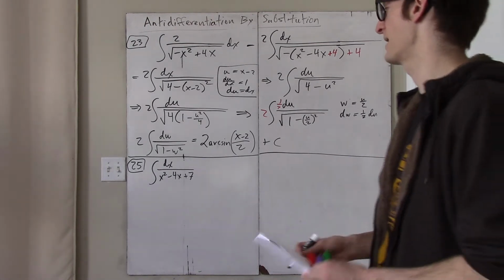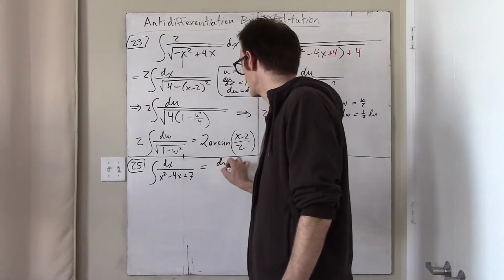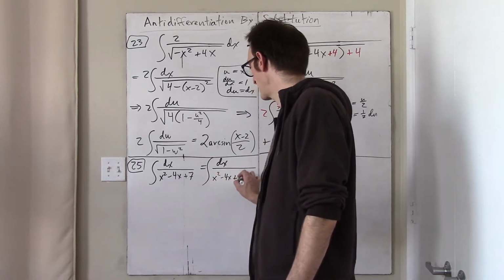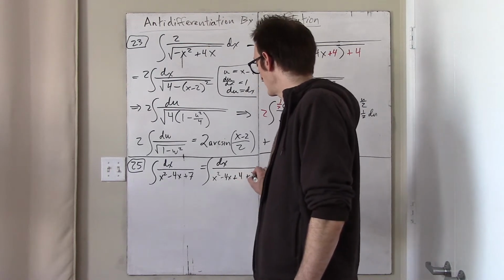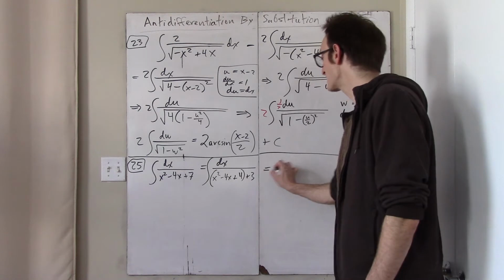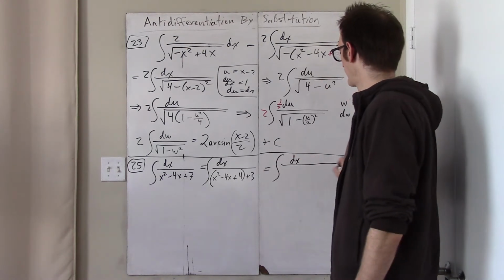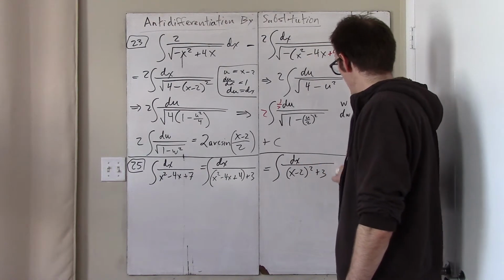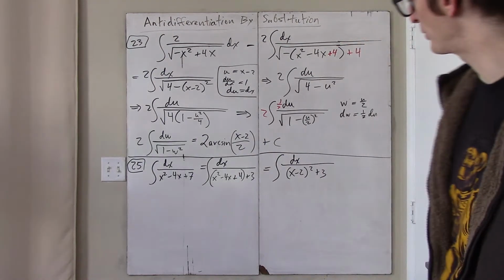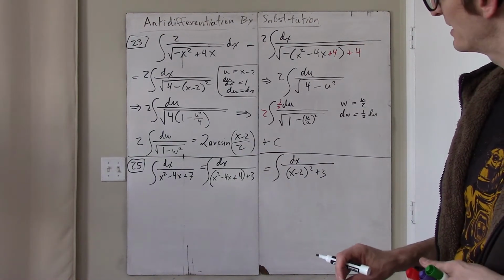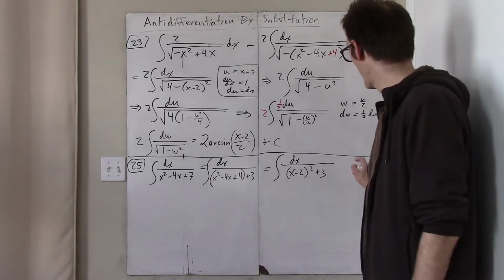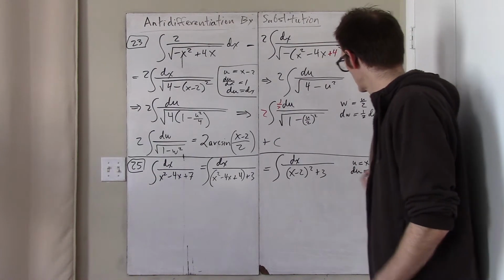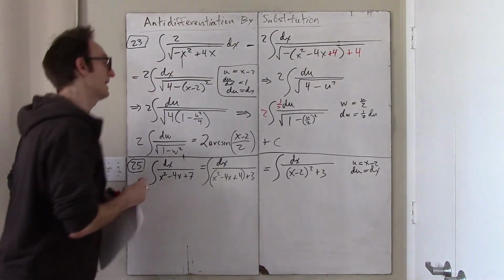I can complete the square in the denominator. So this becomes dx over x squared minus 4x plus 4 plus 3, which is really dx over (x minus 2) squared plus 3. Now the shape of this thing is becoming apparent to me. This is going to be an arctan situation. You don't have to do this, but I like to let u be x minus 2, then du is just dx, so I can sub that out really quick.